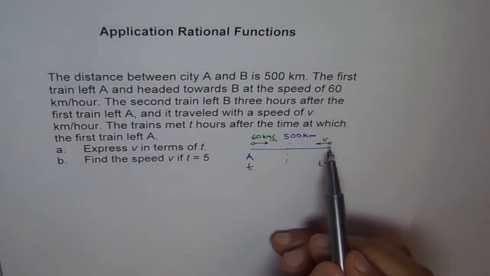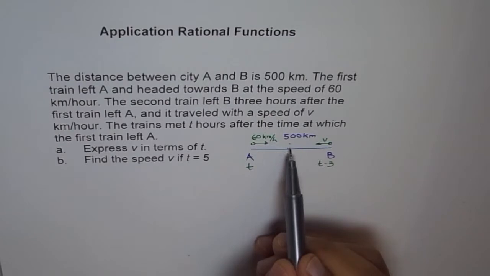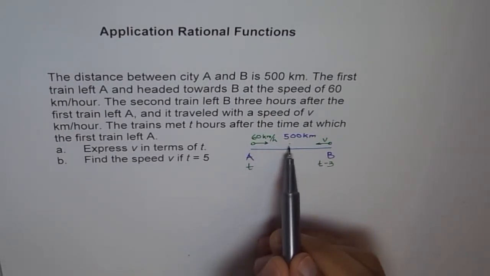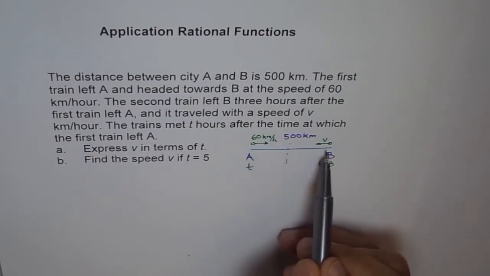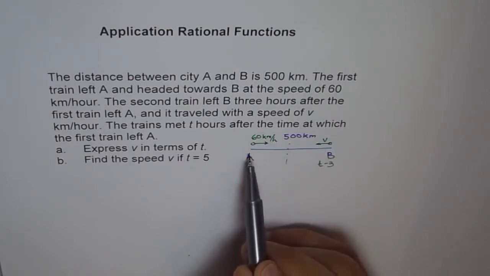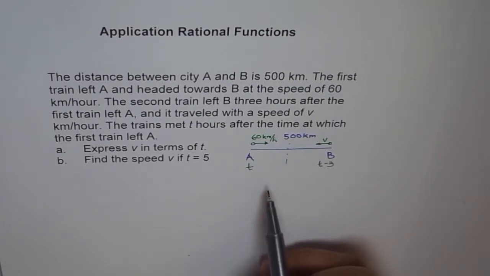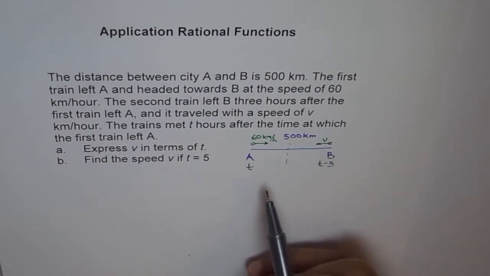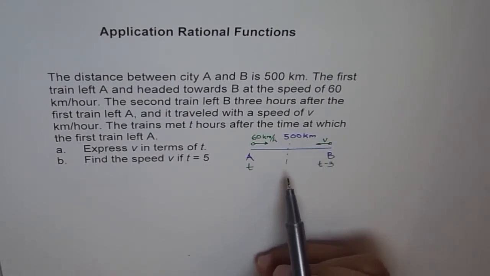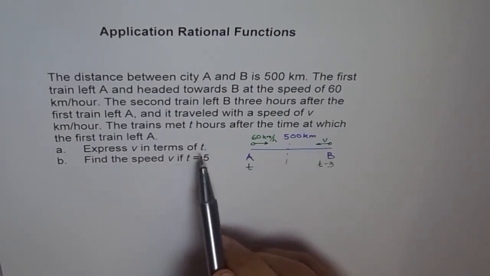Now if both the trains meet somewhere after time t, then during that time, how much distance would they have covered in all? In total, they must have covered a distance of 500 kilometers, correct? Is that true? Because the total distance is 500. Okay, so that is the kind of situation we are in, and we need to express the velocity of the second train in terms of time.